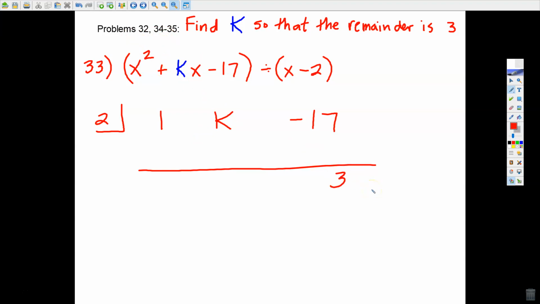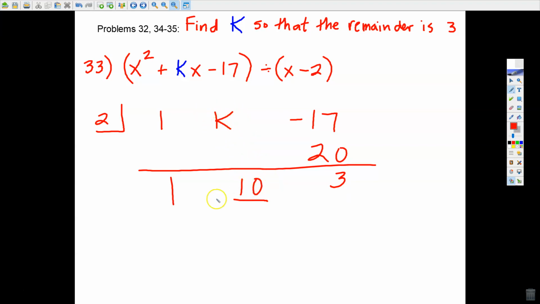According to synthetic division, I know that I'm supposed to bring down the 1. I know that if the remainder is 3, what must this be if I'm adding? That must be 20. I know that synthetic division means there's a number here times the house number that gives me this. So what must this number be? 10? Yep. This is 10. So what must K be?